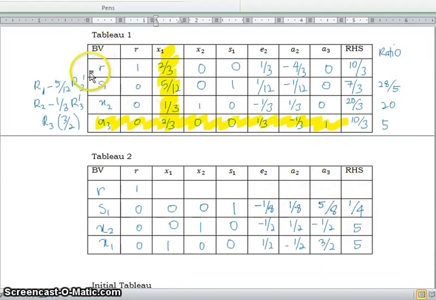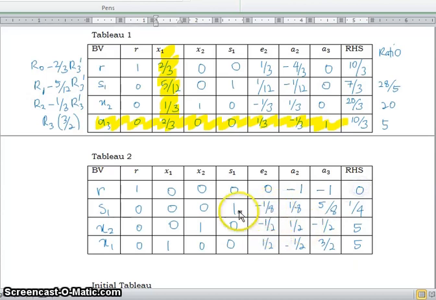Okay, now the last row, row 0. The ERO is row 0 minus 2 over 3 times new row 3. We get 0, 0, 0, and e2 is 1 over 3 minus 2 over 3 times 1 over 2, which is 0. A2 is negative 1, A3 is negative 1, and the right hand side is 0.